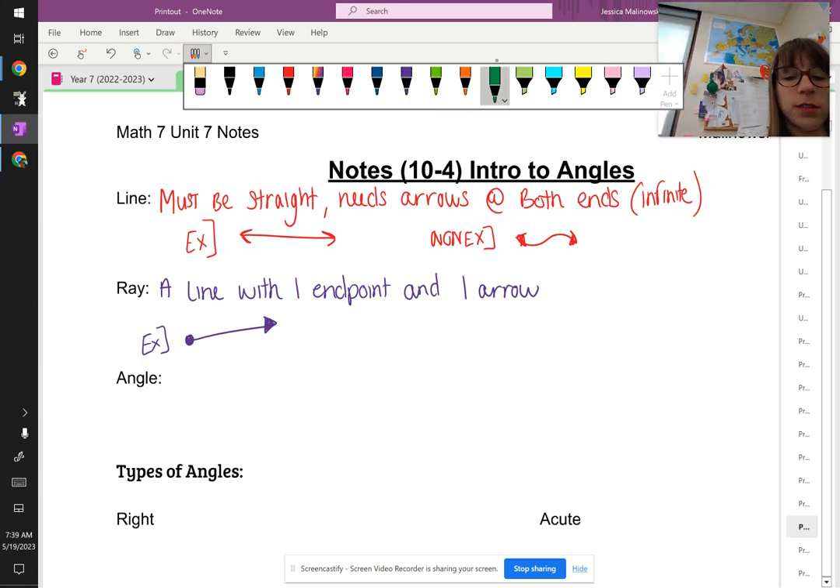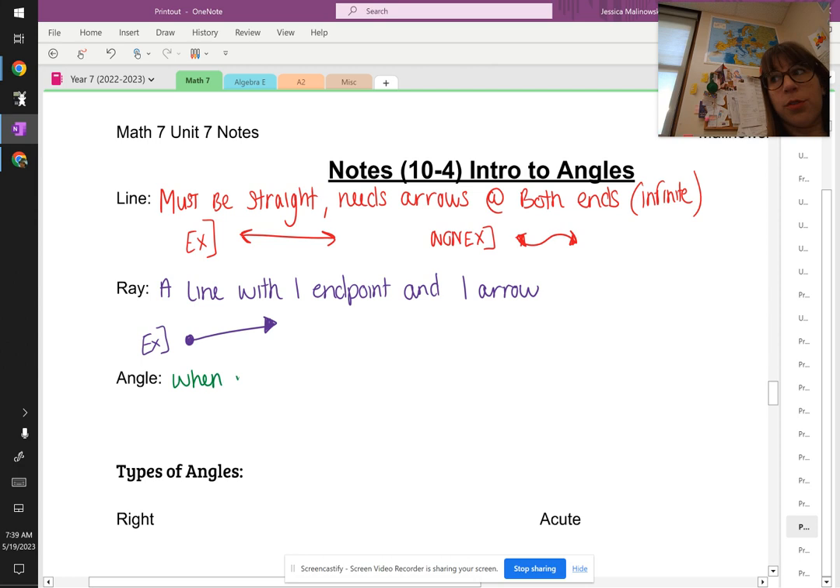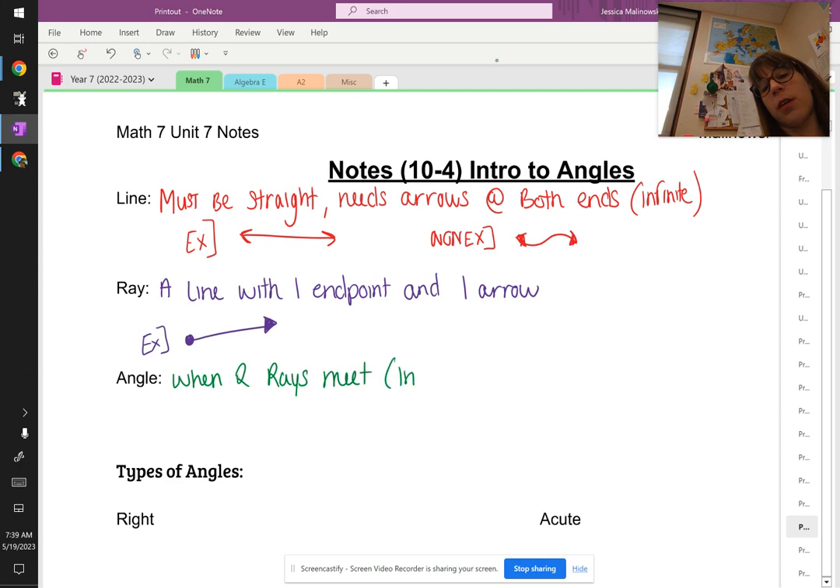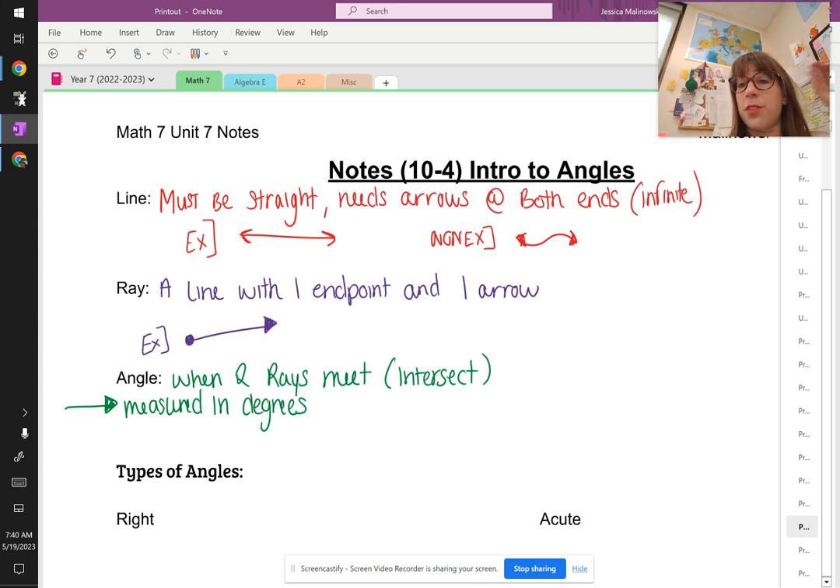Up next, we have an angle. An angle is where or when two rays meet or intersect. And we're going to be focusing on angles a lot in this unit. When we are dealing with angles as a 7th grader, your angles are always going to be measured in degrees. There is another way to measure angles. You'll learn that in like 10th grade geometry, and it's called radians, but for middle school, it's just degrees.